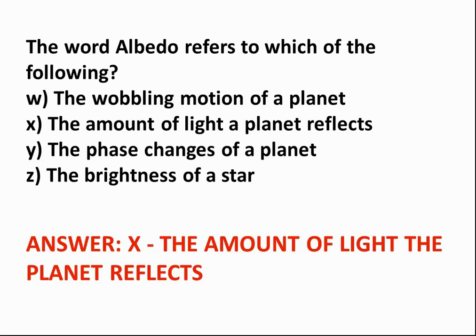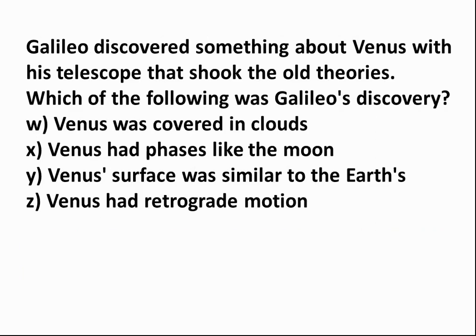Answer: X. The amount of light the planet reflects. Galileo discovered something about Venus with his telescope that shook the old theories. Which of the following was Galileo's discovery? W. Venus was covered in clouds. X. Venus had phases like the Moon. Y. Venus' surface was similar to the Earth's. Z. Venus had retrograde motion.